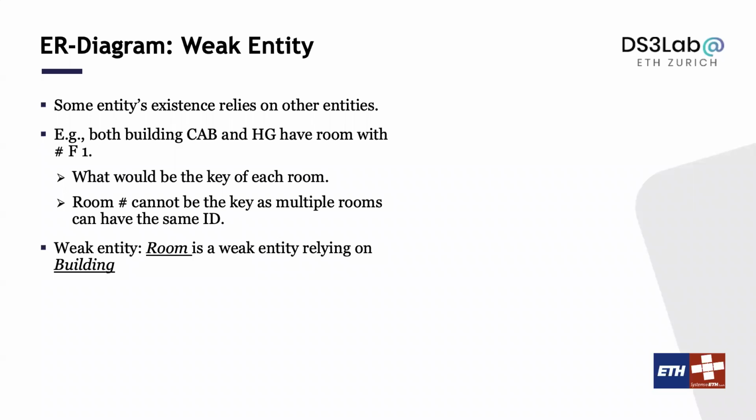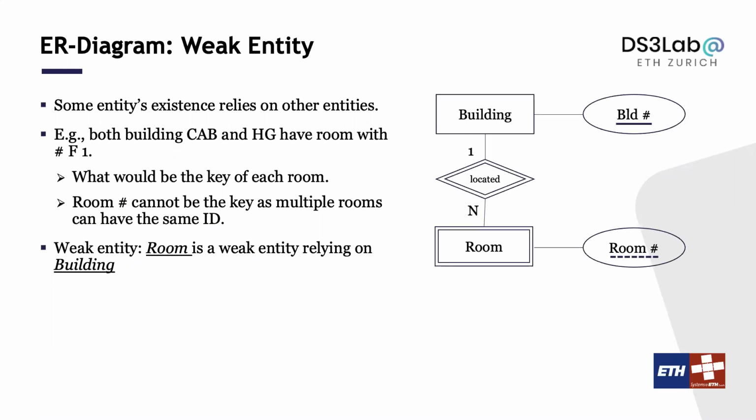In this case, we can introduce a notion called a weak entity, meaning that some entity relies on another entity. For example, here, room is a weak entity that relies on building. You cannot have a room without a building. So we write it in the ER diagram with a double line rectangle. If you have something like this, then I have the room as a weak entity of building.